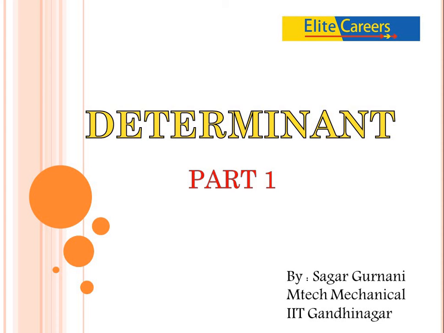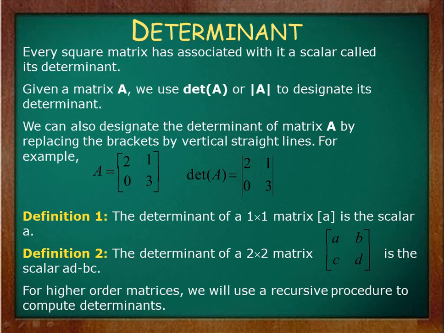This video lecture is on determinant part 1. First of all, let us understand the term determinant. Every square matrix has a scalar associated with it, which is called the determinant. Given a matrix A, we can use det A, or this symbol, to designate the determinant.